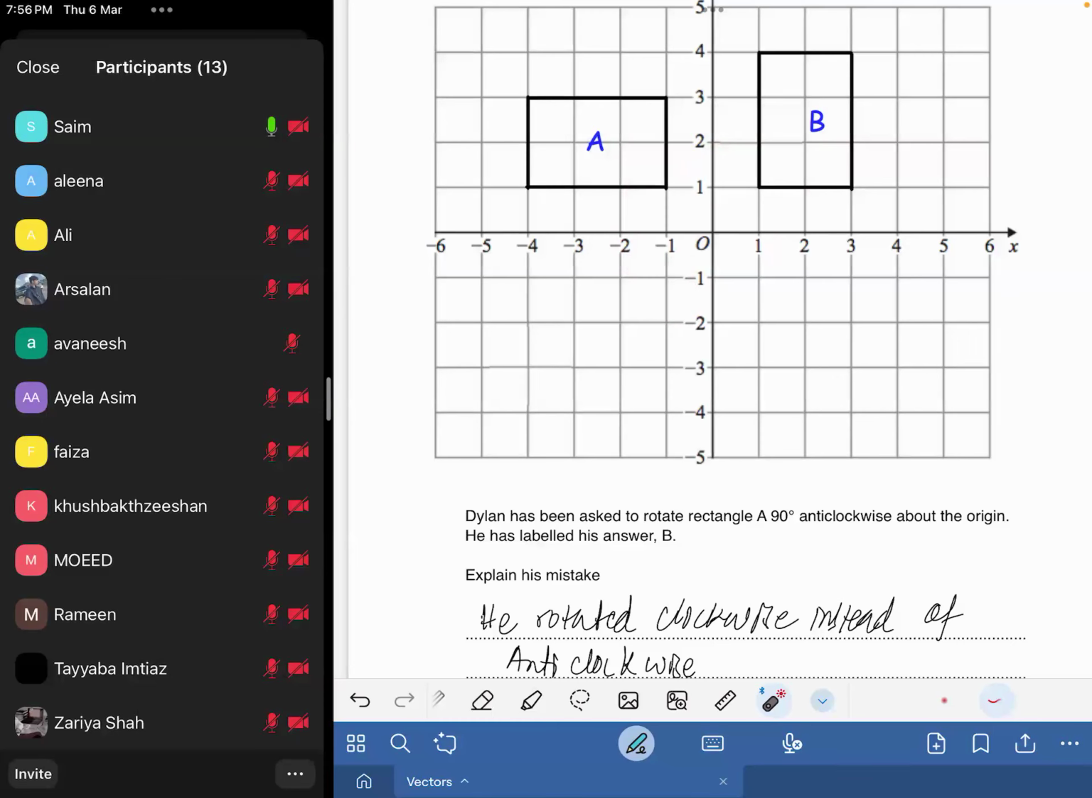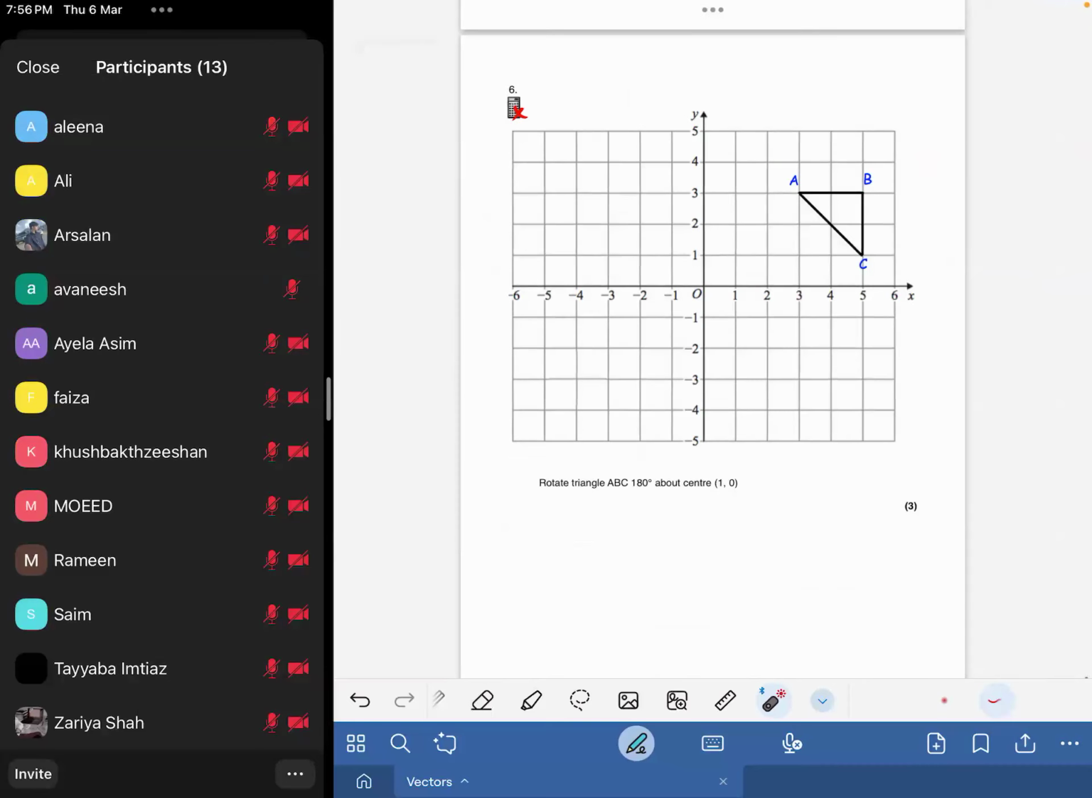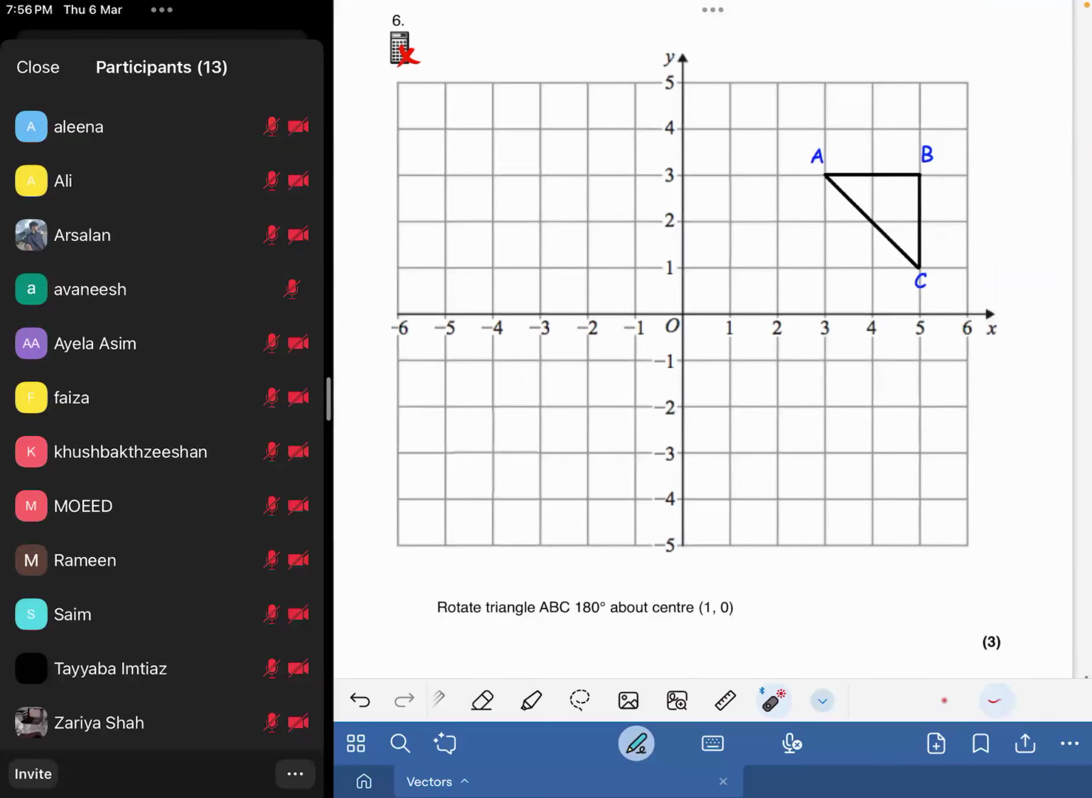अच्छा ठीक है ठीक है। That is the mistake. Proceeding, rotate triangle ABC from the center (1, 0). ओके, सेंटर (1, 0), एक्स इज 1 एंड वाई इज 0। अब 180 डिग्रीज है तो मुईद, this is 180 degrees, this is your center, ठीक है। अब 180 डिग्रीज का मतलब क्या है मुईद?